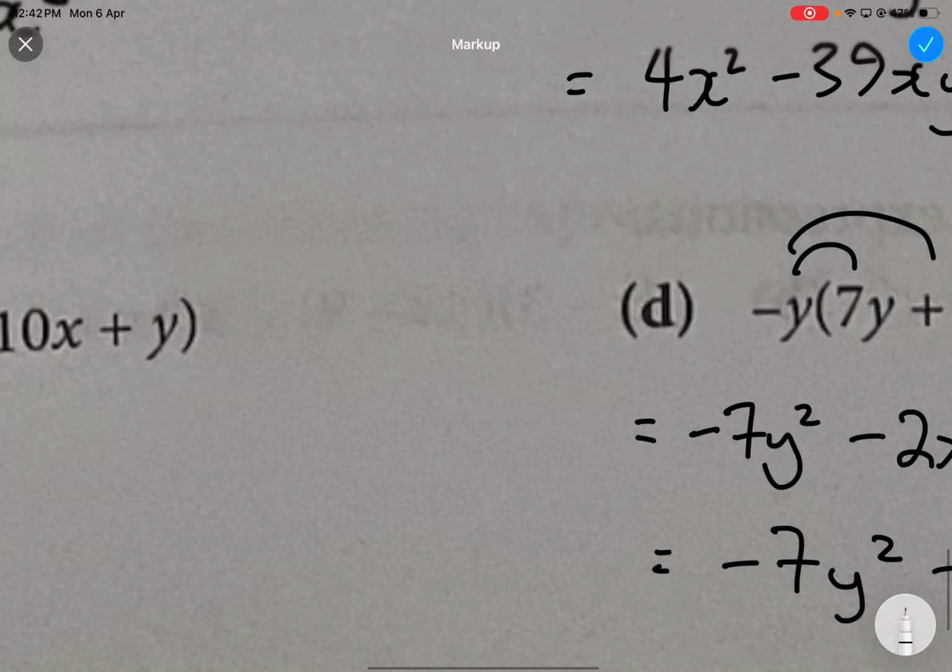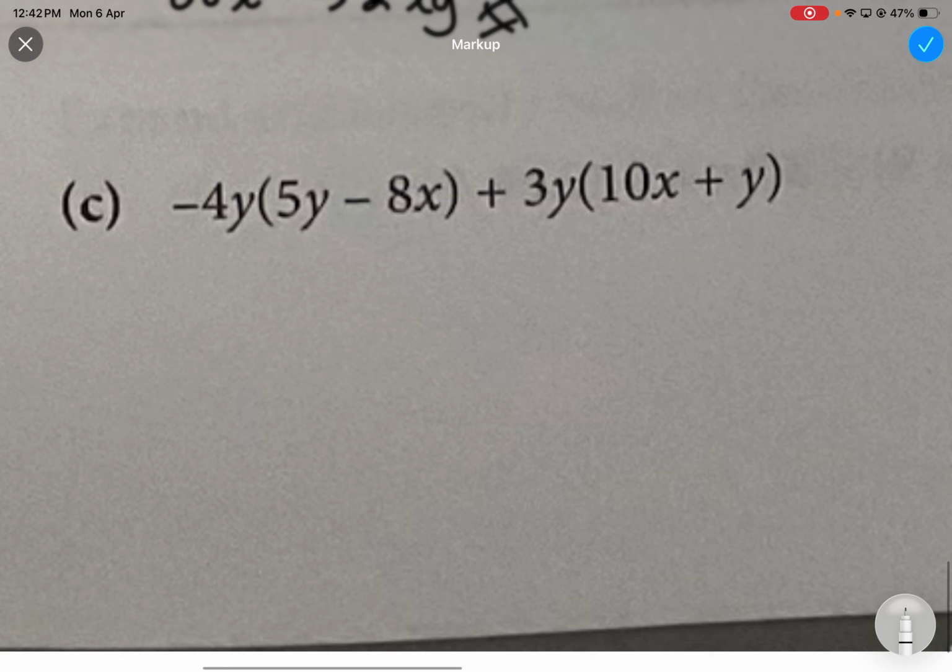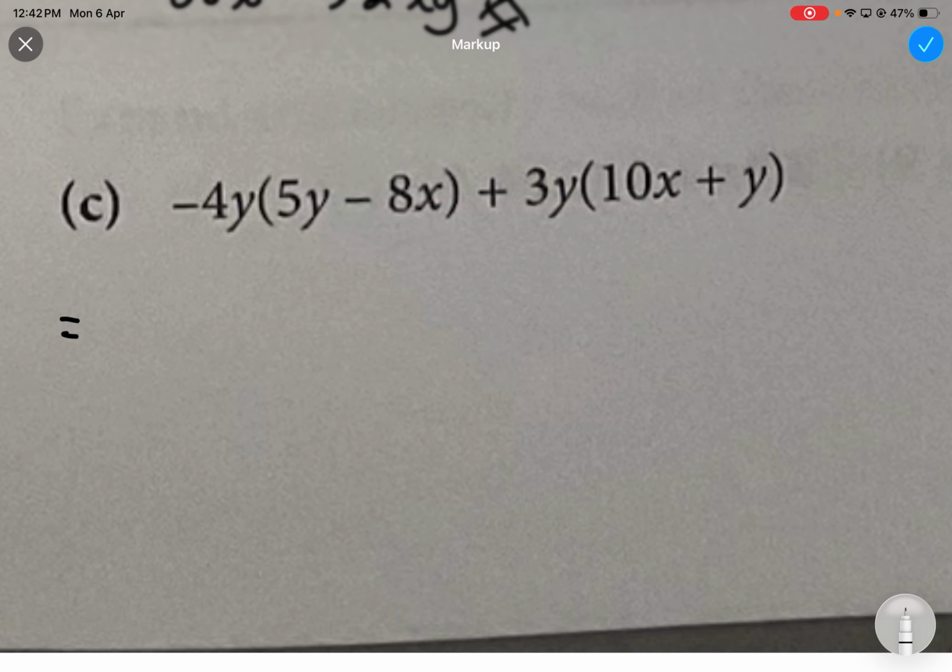Okay. Part C, actually more easy, because this one is plus. But in your exam, this one will never be plus. It will always be minus. Minus 4y times 5y, minus 20y squared. Okay, here. This one is where the trap is. Negative will change this minus to plus. Double check yours. Make sure you have a positive 32xy here.